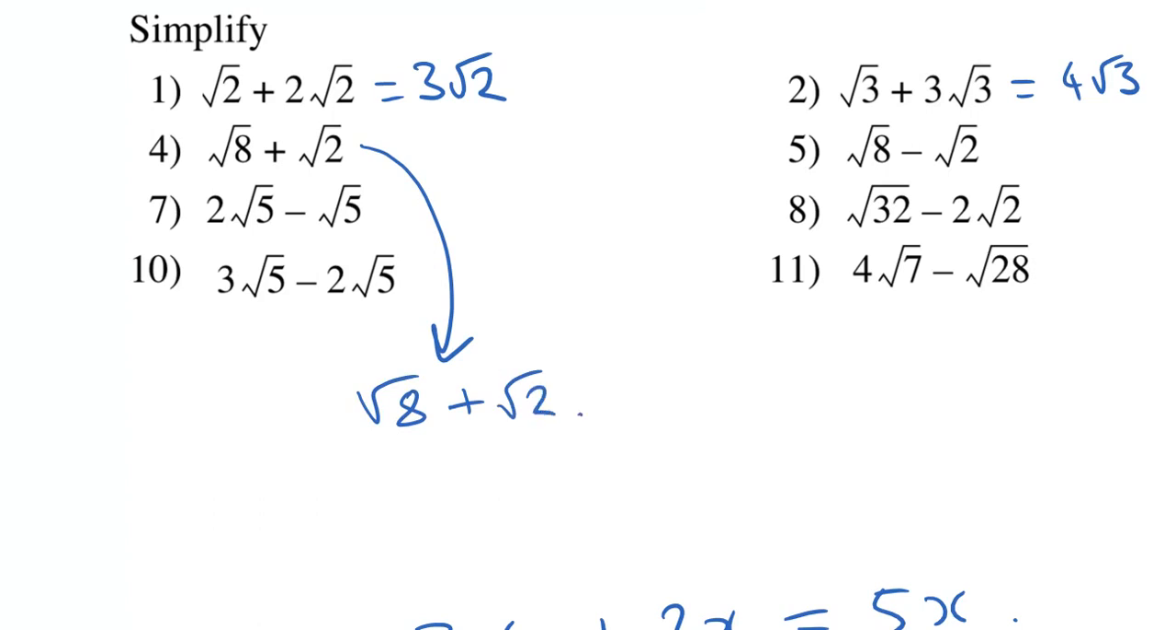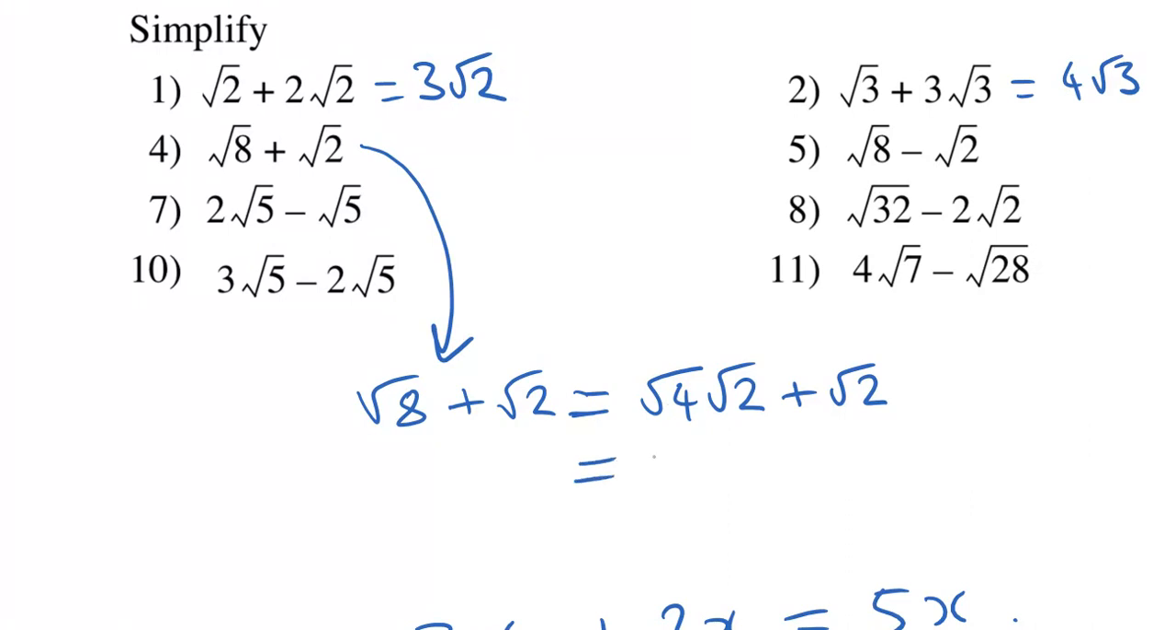Now, we can't bring these together just yet because they're not the same. We can't collect x's and y's. We can't collect 8's and 2's. But using your work from the previous video, you can probably spot what to do. We are going to reduce the 8, hopefully, to a 2. So we can write square root of 8 as square root of 4, square root of 2. So that expression becomes that one there, look.